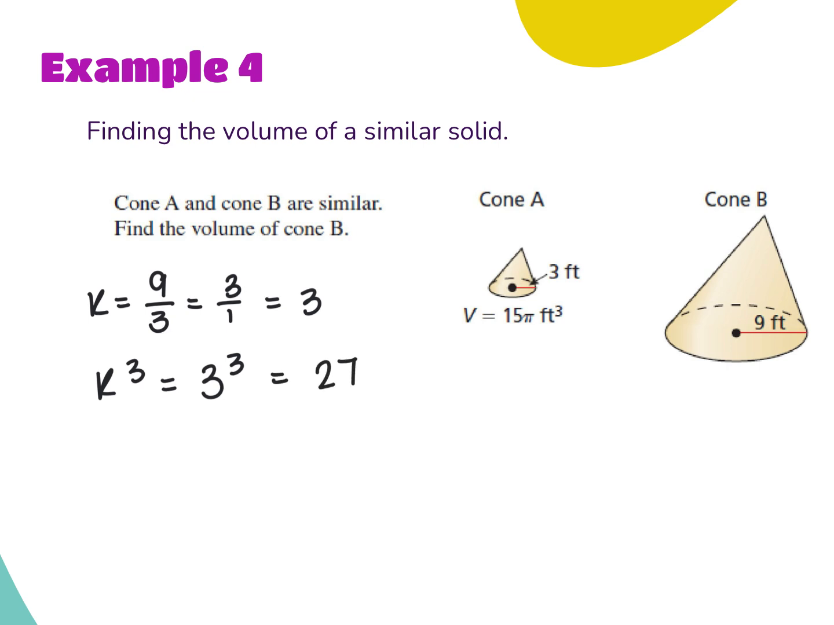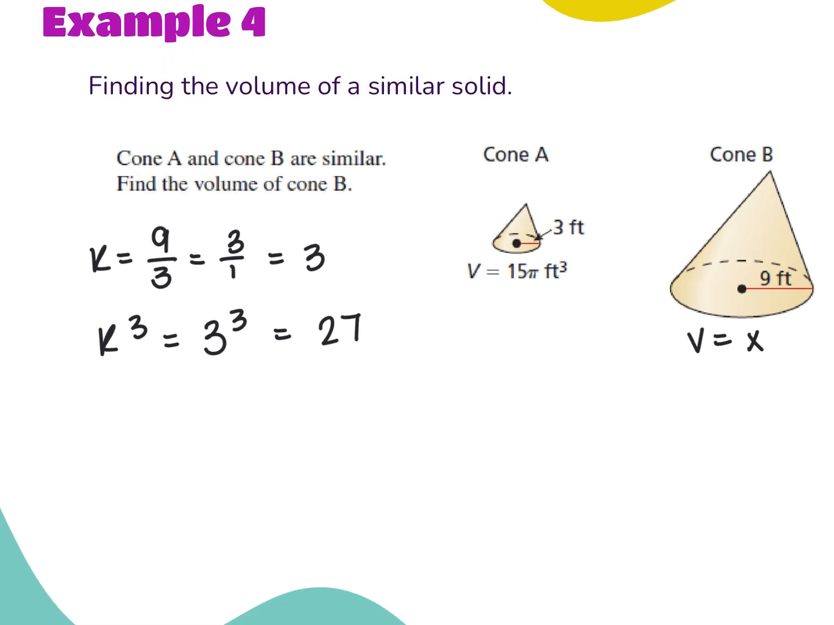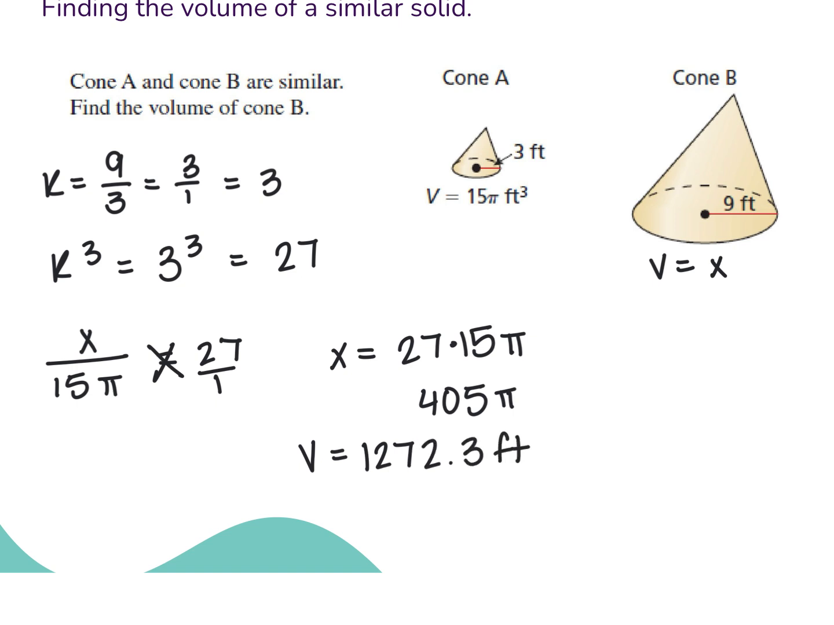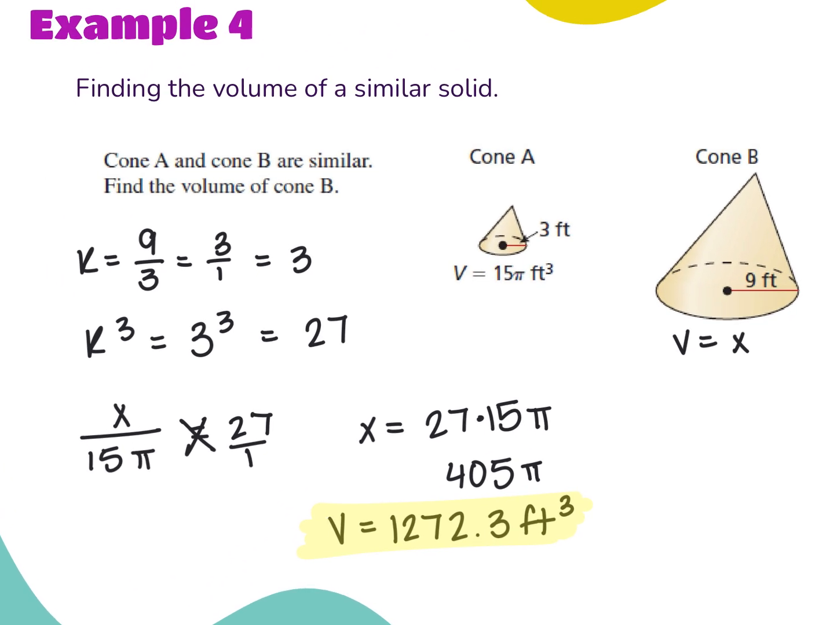I'm going to go ahead and write a ratio. I'm going to represent this volume as X. My ratio is going to be X over 15 pi equals 27. If you want to put it as 27 over 1 so you could cross multiply, that's fine. Cross multiplying, I'm going to get X equals 27 times 15 pi. 15 times 27 is going to end up giving me 405 pi. And then changing that to a decimal, my volume is going to equal 1272.3 feet cubed. Okay, most important thing for this one, do not forget to cube your scale factor. If you do not cube your scale factor, unfortunately, it will be incorrect.